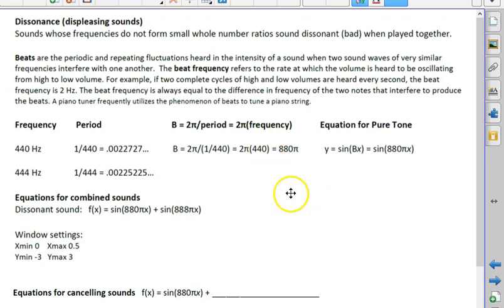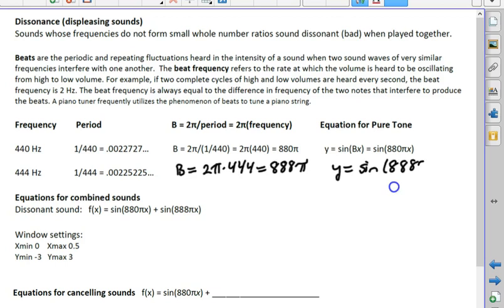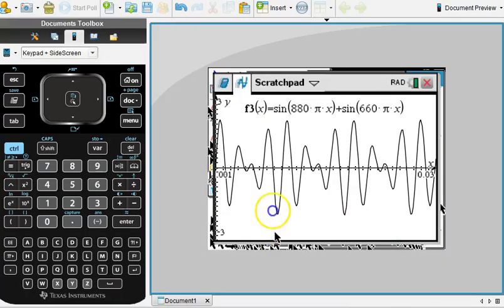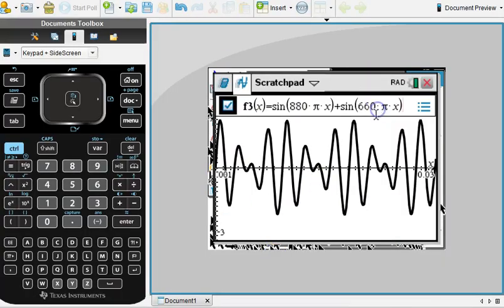So once again, I'm going to use the 440 Hertz frequency, and we have the equation for that already. So this one is 2 pi times 444, or 888 pi is my B value. So here's my second equation, sine of 888 pi x. And I'm going to add those two together. So let's go to the calculator and see what that looks like. I already have these two added together, so I'm just going to edit this one.